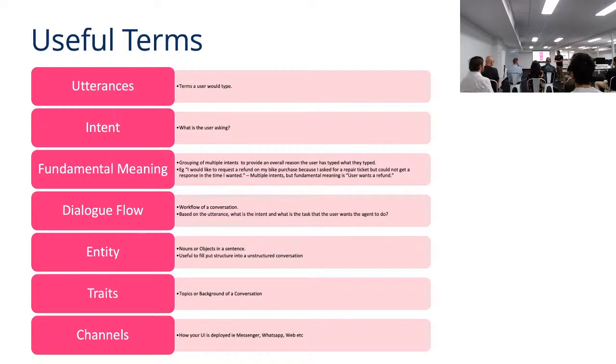And really, the last one is the channels. So channels is essentially the methods by which you deploy your chat interface. So we're talking about Messenger, Kik, WhatsApp, LinkedIn, SMS, web, email, right? Every single platform has a bunch of different channels that they push out on, whether you're looking at internal or external. A lot of the internal ones will try and push out through Teams, through all your internal chat interfaces.